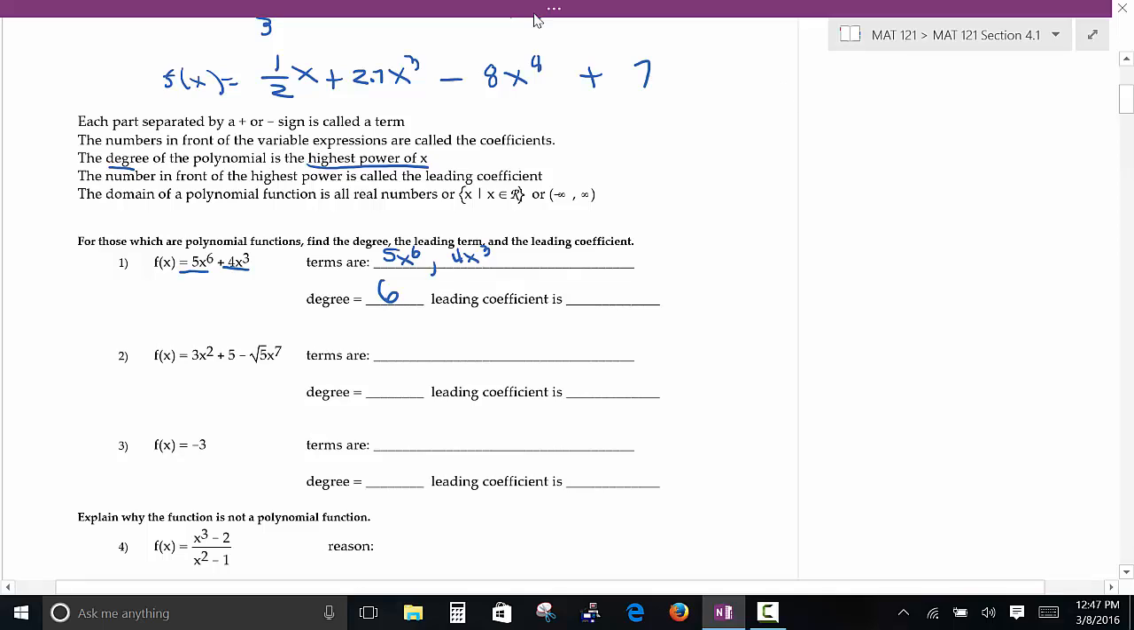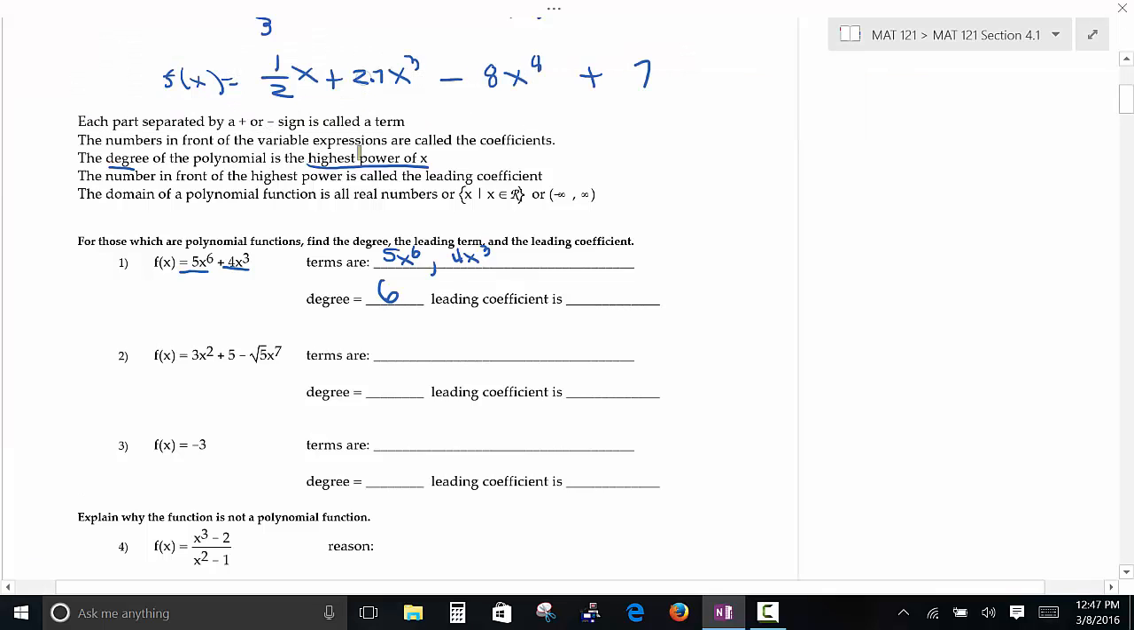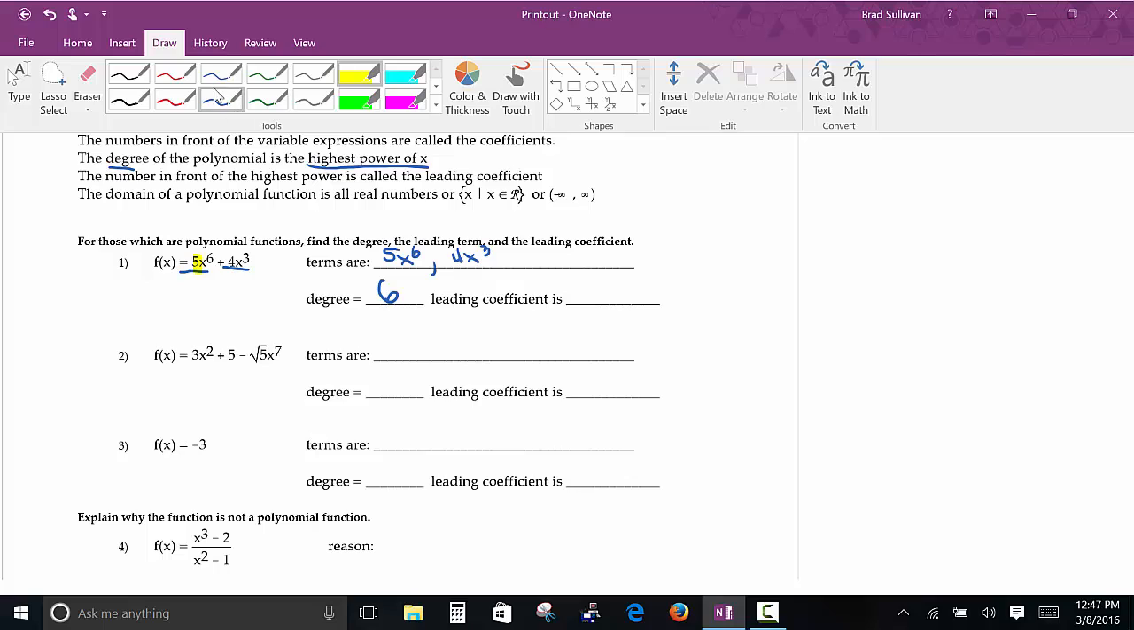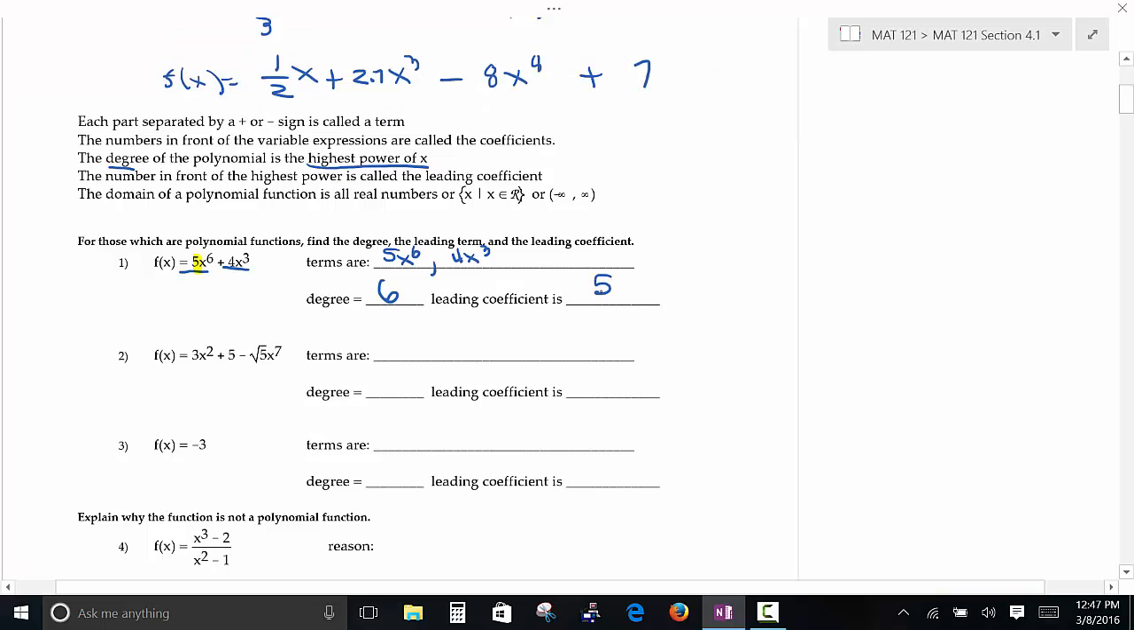The leading coefficient, the word coefficient means the number in front. It's always the number in front of the variable with the highest power. So we would say the leading coefficient is 5. So this is all vocabulary stuff. Highest power is the degree. Number in front of that highest power is the leading coefficient. Okay? And if you have two terms, we call this a binomial. So you might write that down also. So monomials have one term, binomials have two, trinomials have three, and so forth.